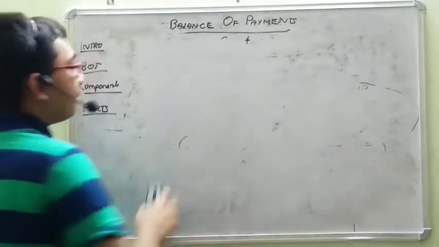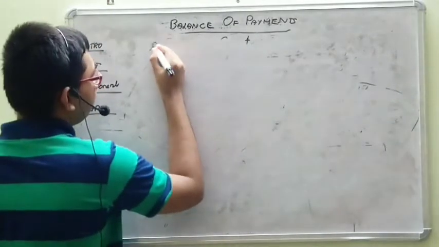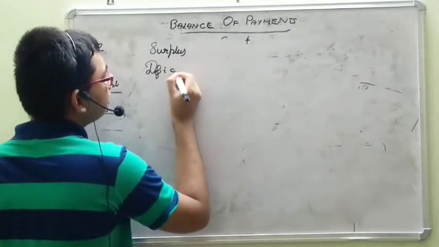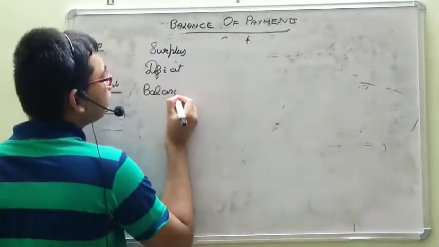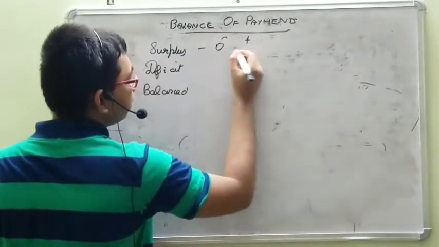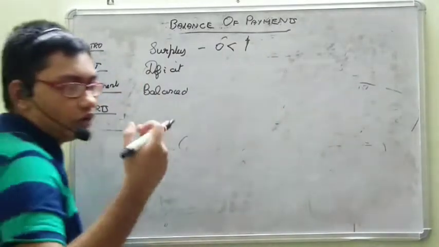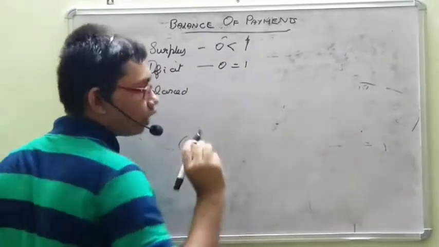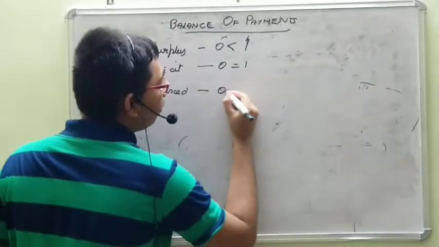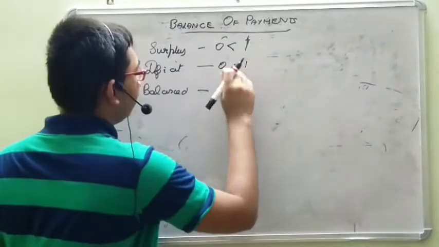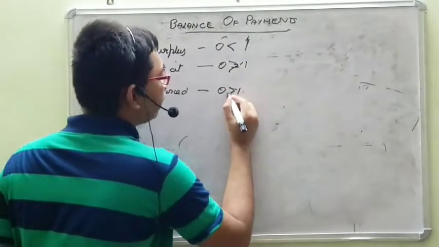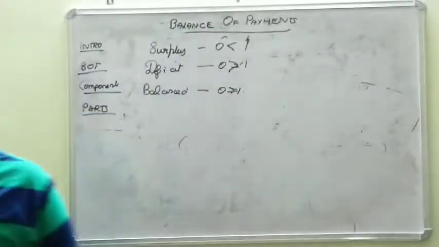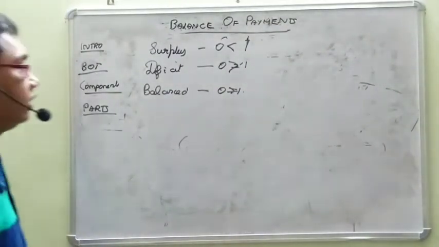Next, we will discuss the balances. You know what the balances are? Surplus, deficit, and balanced. Surplus: outflow is less than inflow. We are getting more inflows in our foreign exchange and lesser outflows are going on. Balanced: outflow is equal to inflow. I have already told you what outflows and inflows are. Deficit: outflow is greater than inflow. These are the three types of balances that can occur in the BOP of any country. Now, what happens in these three situations?